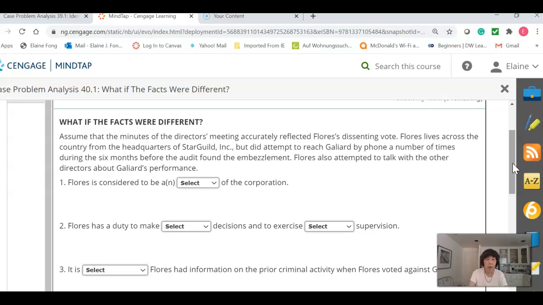All right, so let's just answer the questions. Flores is considered to be a what? Fiduciary officer or trustee of the corporation, right? A fiduciary of the corporation. Flores has a duty to make reasonable, perfect, or informed decisions, and to exercise reasonable, perfect, or informed supervision. All right, he has a duty to make informed decisions and to exercise reasonable supervision. Sorry, I got those a little mixed up. So he has a duty to make informed decisions and to exercise reasonable supervision.